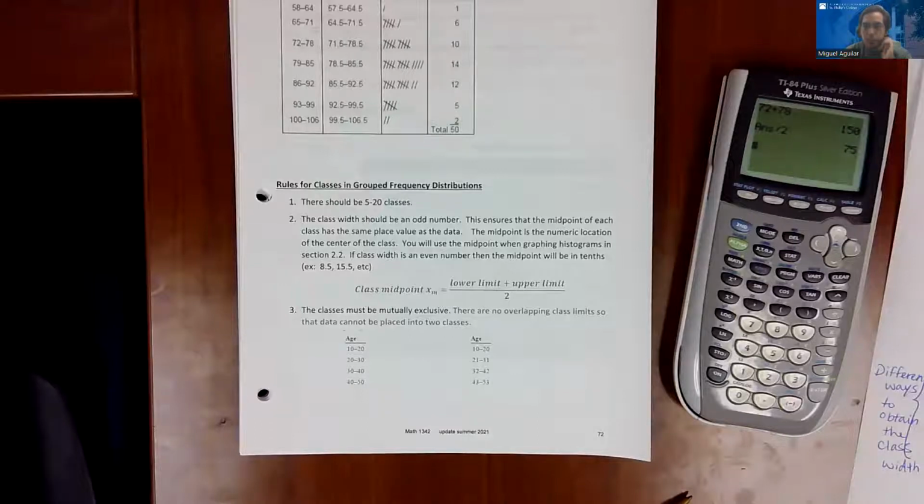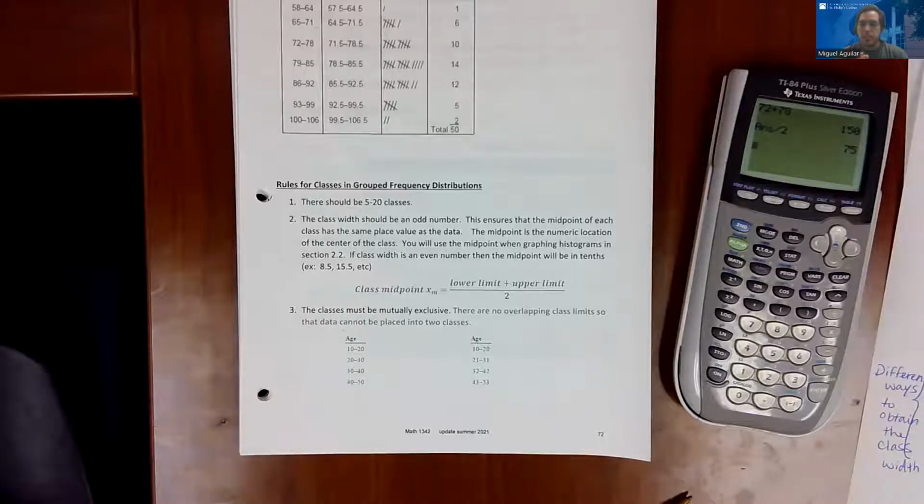The midpoint is literally the numeric location that's in the center of the class. The class is determined by these two values, the lower limit and the upper limit. The midpoint's right in between them. We're going to learn about graphs called histograms, and we're going to use the midpoint for constructing those histograms in section 2.2. So that's the only reason why we're introducing the midpoint formula right now.